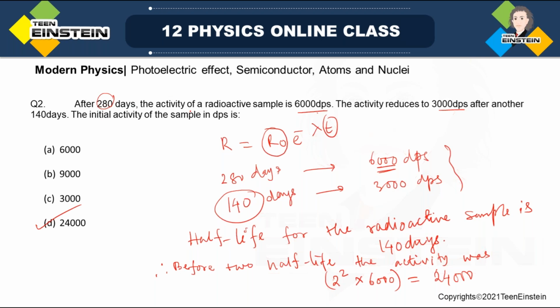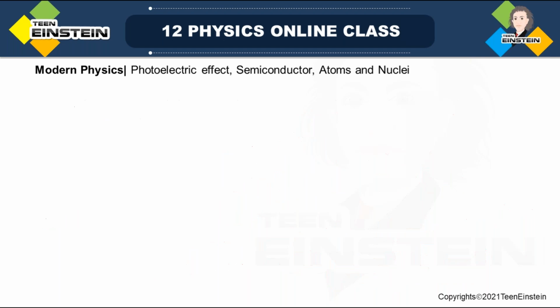So here, the radioactive sample disintegrates. In 280 days, radioactive decay is happening, and the activity of the same sample is reducing after 140 days. The initial activity of the sample will be 2 to the power 2 into 6000. That will give you 24,000. Okay, so this is the initial activity of the sample in dps. All right, we'll go to the next question.